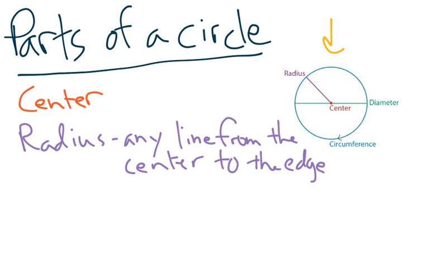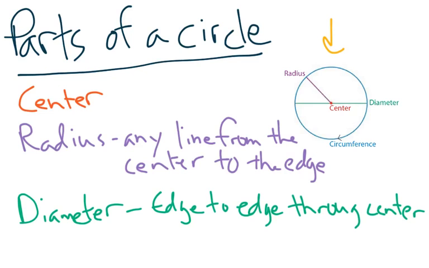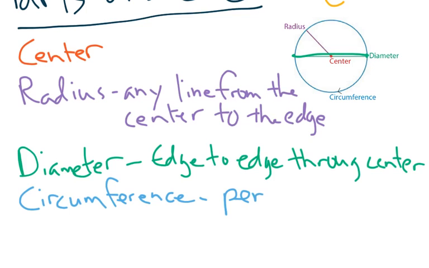Then we have the diameter, which is any line that goes edge to edge, but going through the center. And then finally, we have the circumference. And in a word, that is the perimeter of a circle. That's how far around something is in a circle. And so what we're going to be doing is trying to find the circumference, so how far along a circle is around, or we'll use it to then find the other components, whether it be a radius or a diameter.